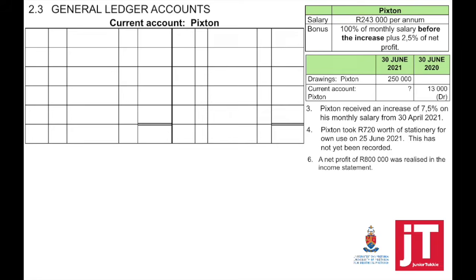This means that before I can complete the current account, we need to also complete the appropriation account. Appropriation shows the distributions of the profits. So starting with the current account, we are going to start with the opening balance. Reminder, they said debit, which means it's a negative balance. It will appear on the debit side, 13,000. Salary, 243,000 per annum.